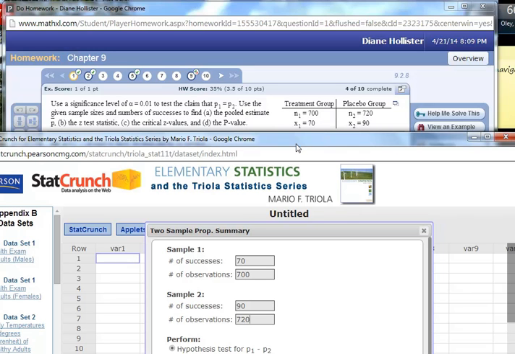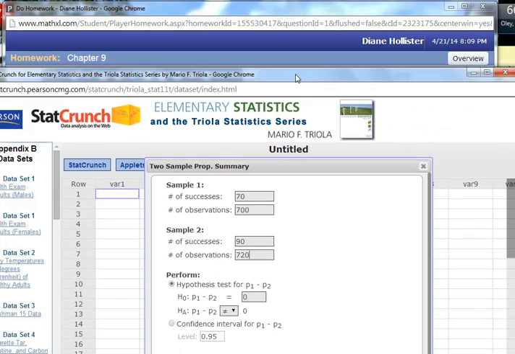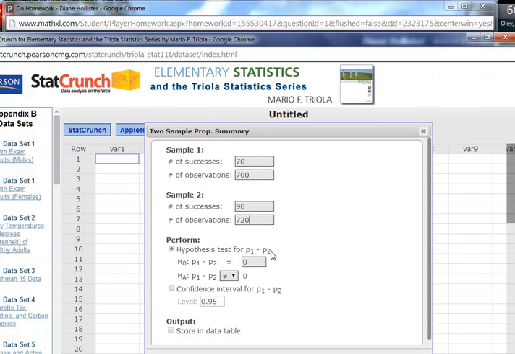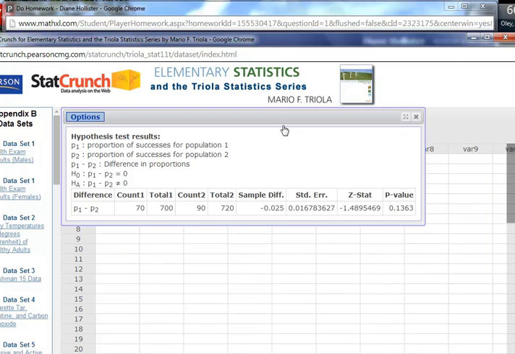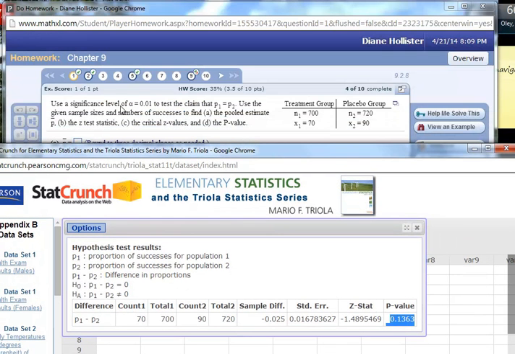And so we're comparing to see if they're the same. So the assumption here is that P1 minus P2 is 0, or that they're equal to each other. The difference is that they're not equal. And we're going to go ahead and click compute. And we take a look at our p-value. Our p-value is 0.1363. The level of significance in this problem is 1%. So we fail to reject H0 because our p-value is not less than our alpha.